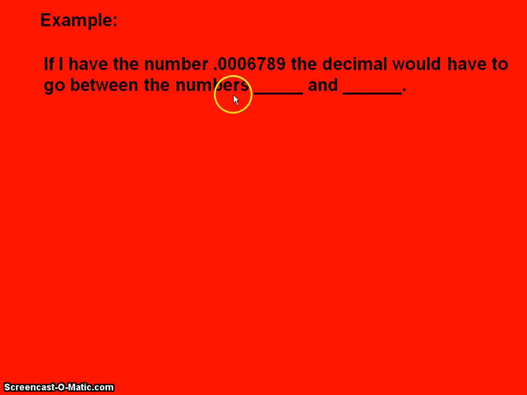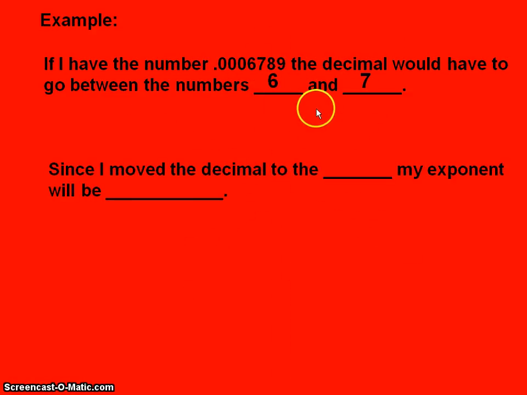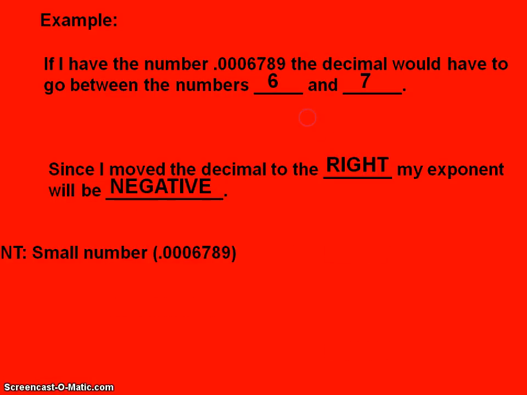Okay, so if I have a number like 0.000678, the decimal would have to go between the numbers 6 and 7. It would have to go right here. This would make it 6.789, and 6.789 is in between 1 and 10. Okay, so since I moved the decimal to the right, my exponent will be negative.